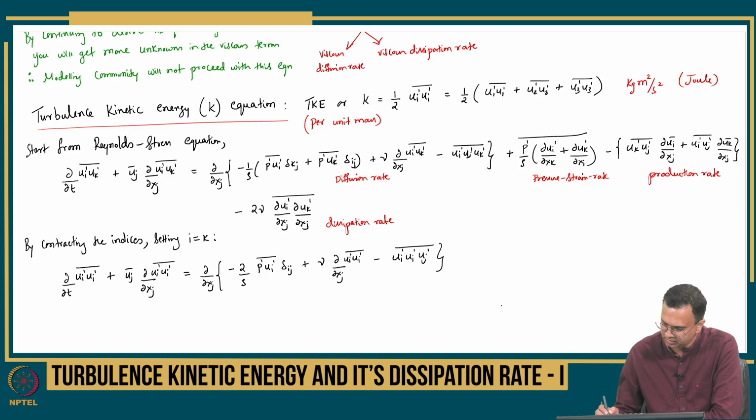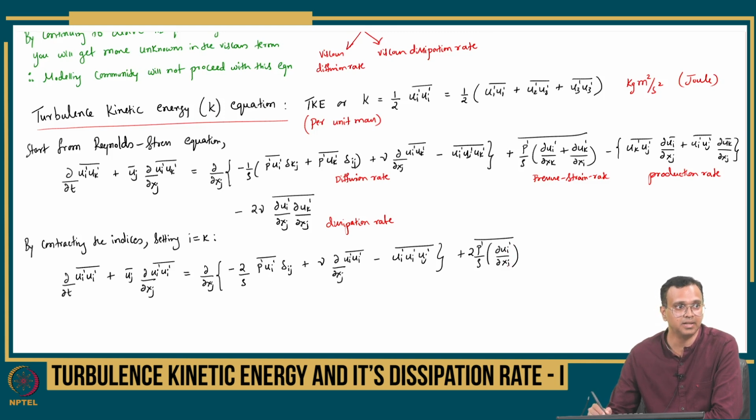Okay, and then I have the pressure strain rate term. So p prime by rho dou ui prime by dou xi, with i equal to k, becomes dou by dou xi of 2 times dou ui prime by dou xi. What happens to this term? What is dou ui prime by dou xi? By continuity it is 0.